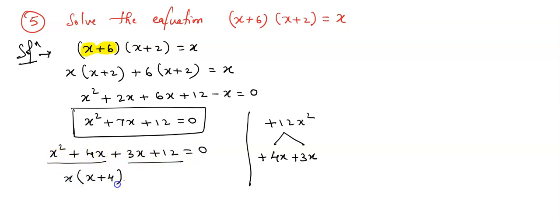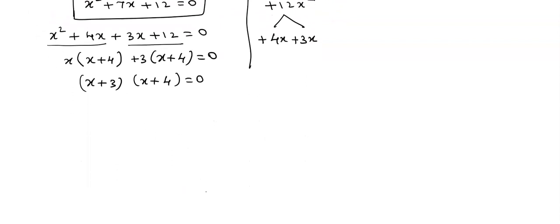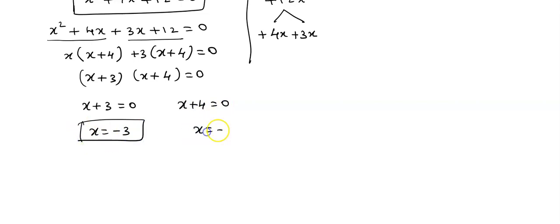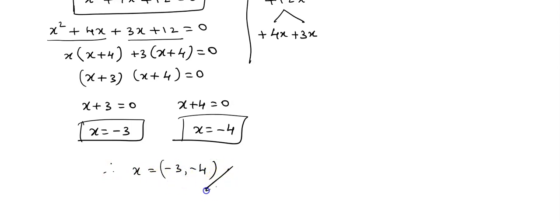So then x plus 4, what you got in the bracket, write it as it is, x plus 4. If you take x here, what is left out? Plus 3 is equal to 0. Outside is x plus 3, inside is x plus 4, that is equal to 0. Then we can write x plus 3 equals 0, x plus 4 equals 0, so x equals minus 3 and x equals minus 4. So x equals minus 3 or minus 4. For the final answer, x equals minus 3, comma, minus 4 are the two roots of the quadratic equation.